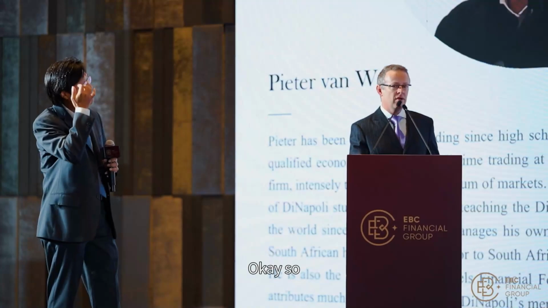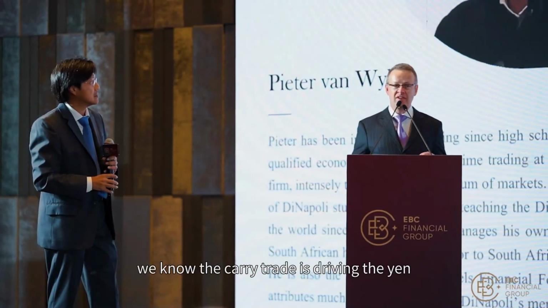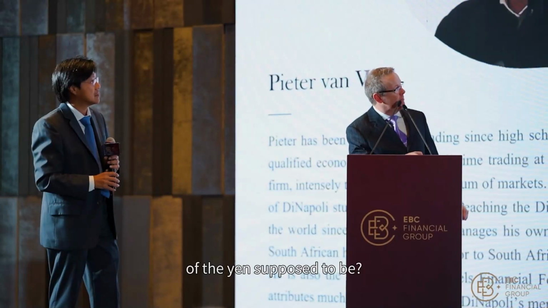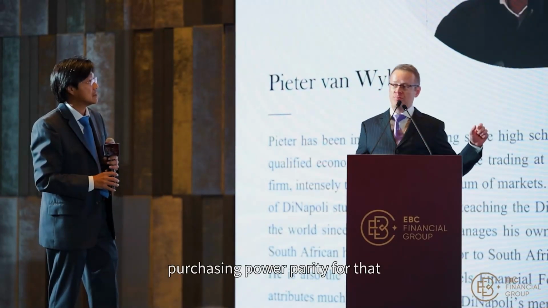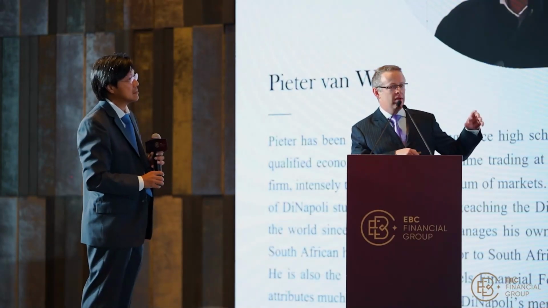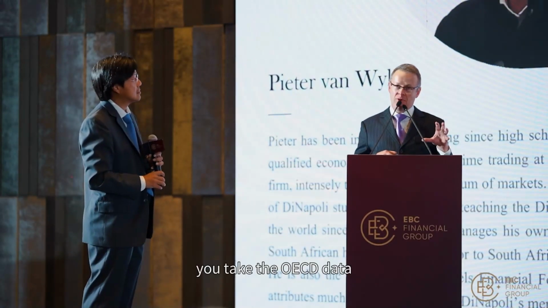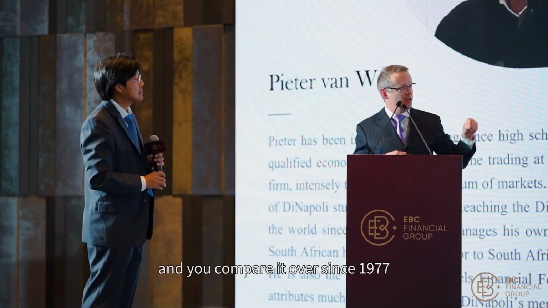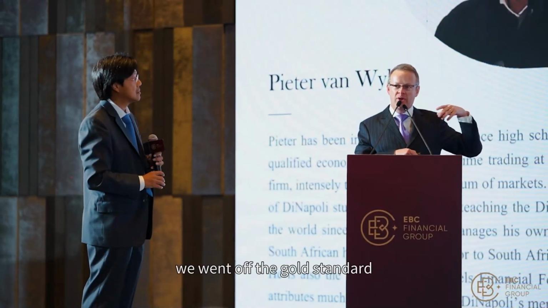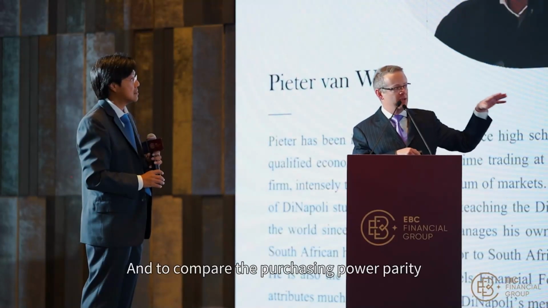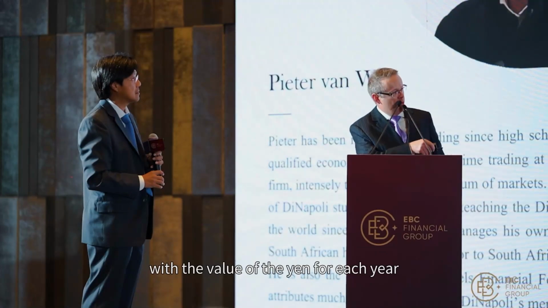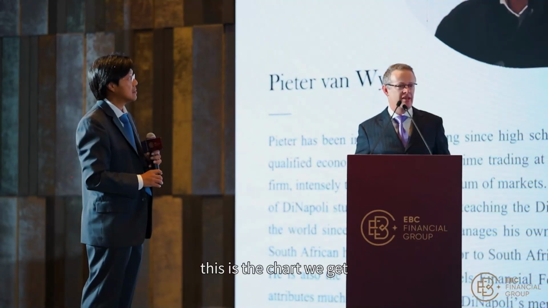Okay, so we know the carry trade is driving the yen, but what is the value of the yen supposed to be? We're going to use purchasing power parity for that. If you take the OECD data and compare it since 1977, when we went off the gold standard, you compare the purchasing power parity with the value of the yen for each year. This is the chart you get.